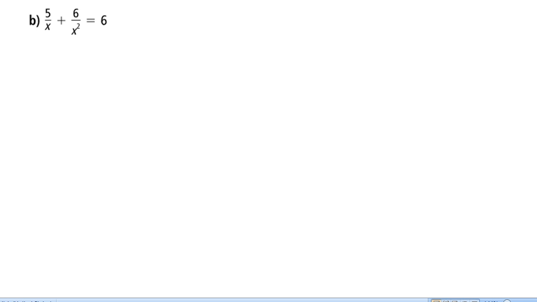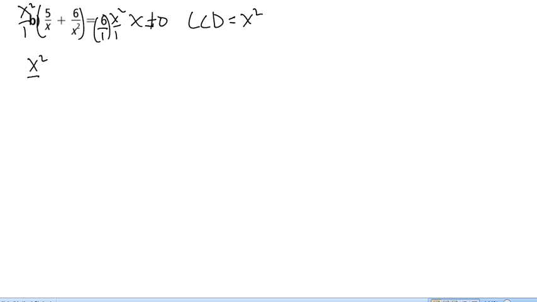And question B is almost exactly the same. We'll start out by saying that x can't be 0, so we don't end up with a division by 0. And 6 is the same as 6 over 1, so our lowest common denominator is just going to be x squared. Now we multiply both sides by x squared over 1, which is of course the same as x squared.